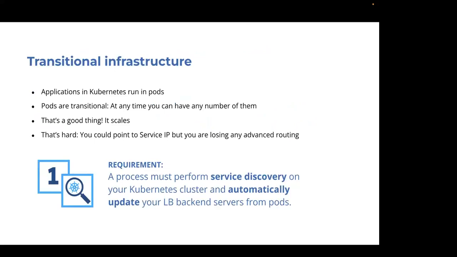Now, in detail, transitional infrastructure, right? Applications are in pods, we know that, and pods are transitional, so you can have any number of them. It scales, that's good, but at the same time, that's hard because while you could point your traffic to a service IP, you're losing any advanced routing. So people often use an ingress controller to, for example, route traffic to your pods, but then you might be losing additional functionality, or you have advanced TCP traffic that's not easy to route using ingress controllers.